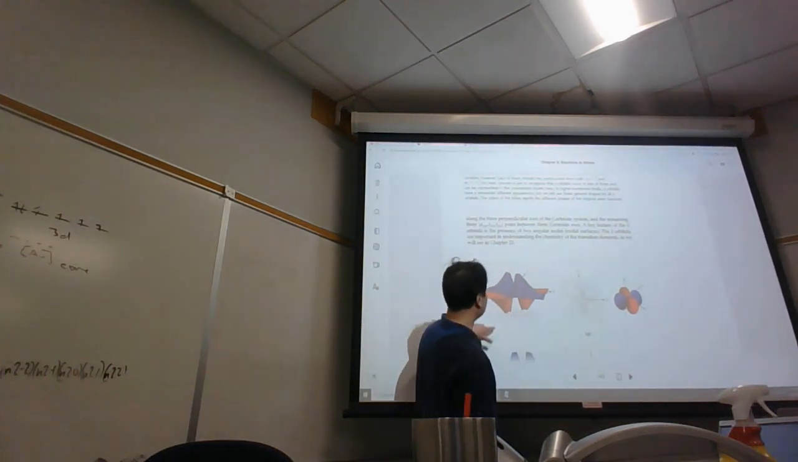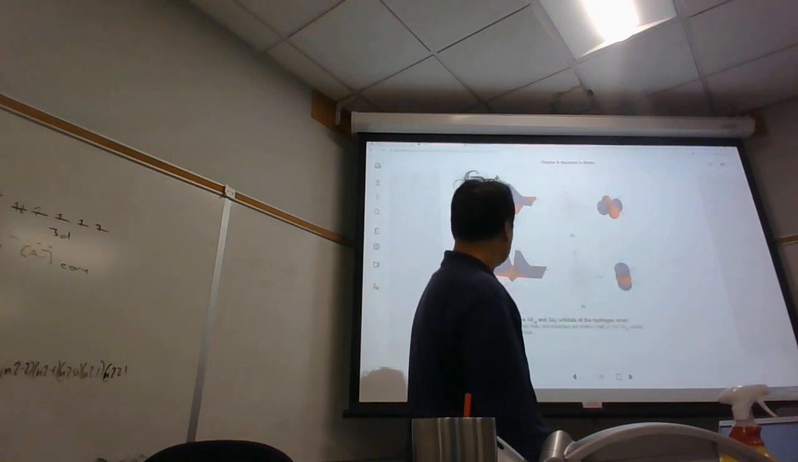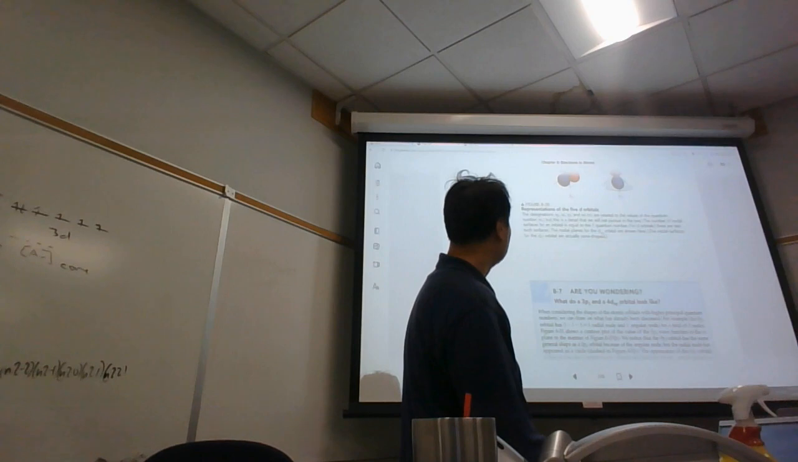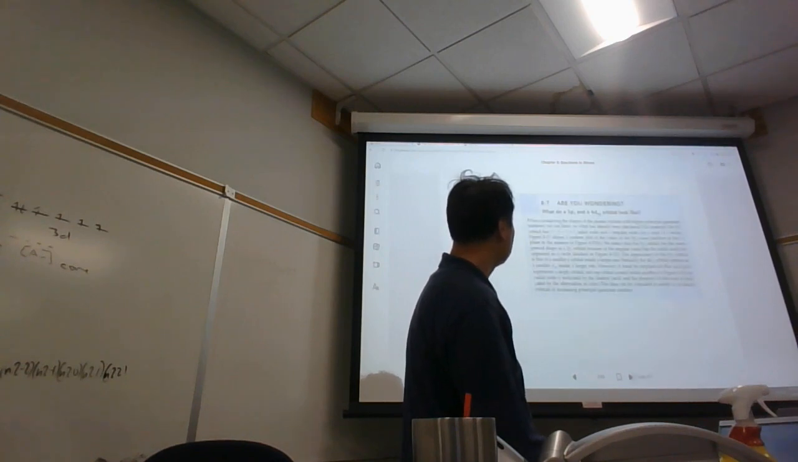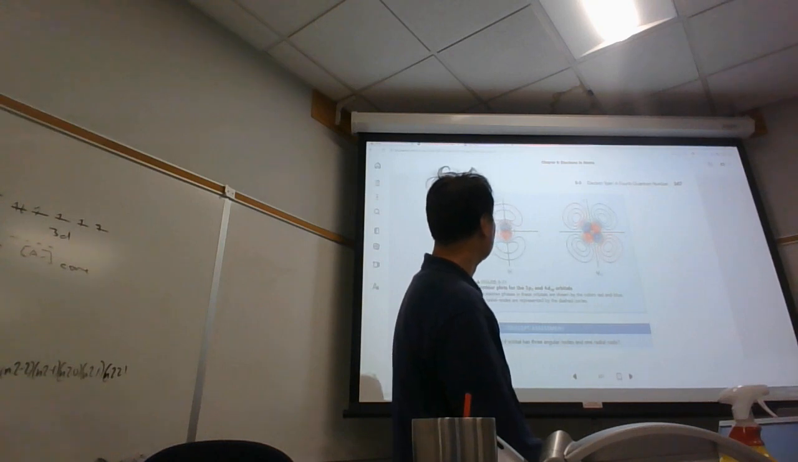Well, this is the wave function, so we have positive and negative amplitude. What we need is psi squared. Do we have a psi squared? Let's go one more page over. Unfortunately, we don't have a psi squared, but this is good enough.